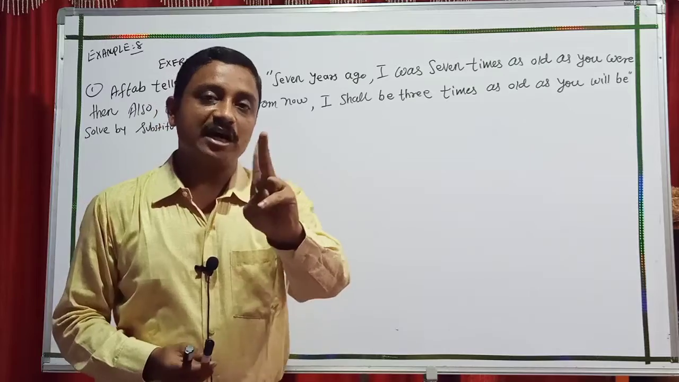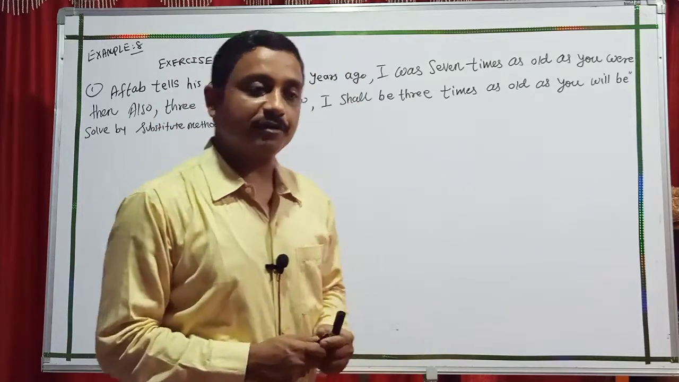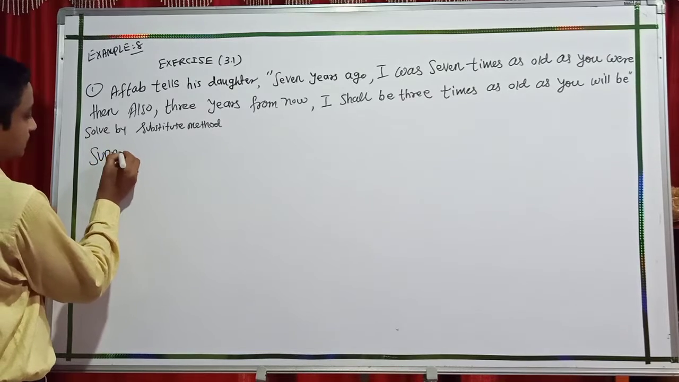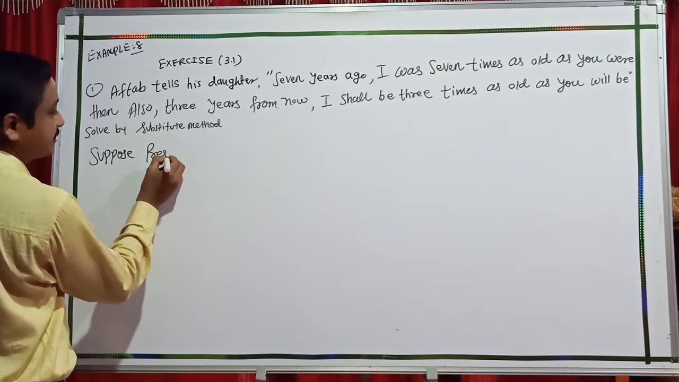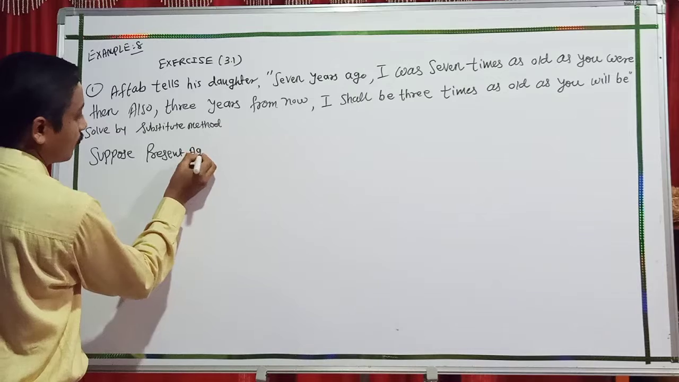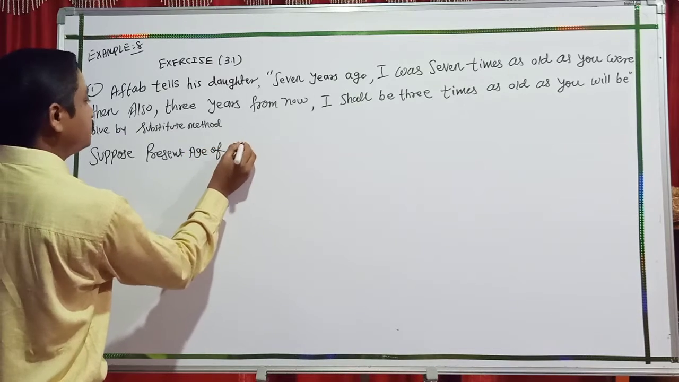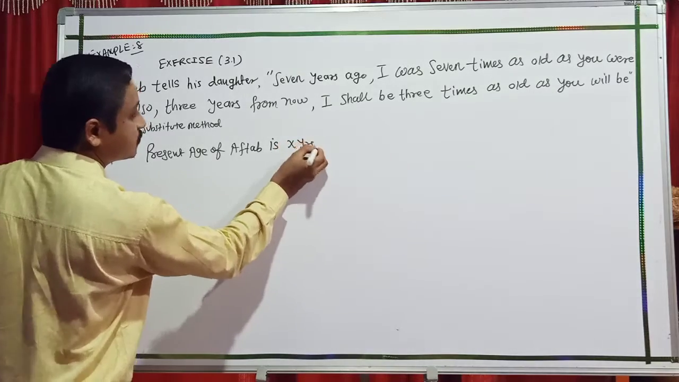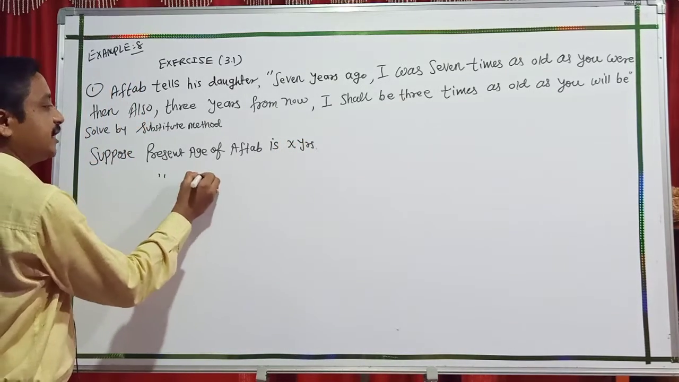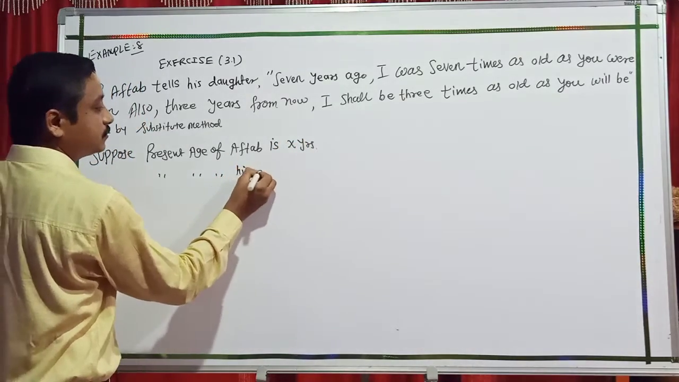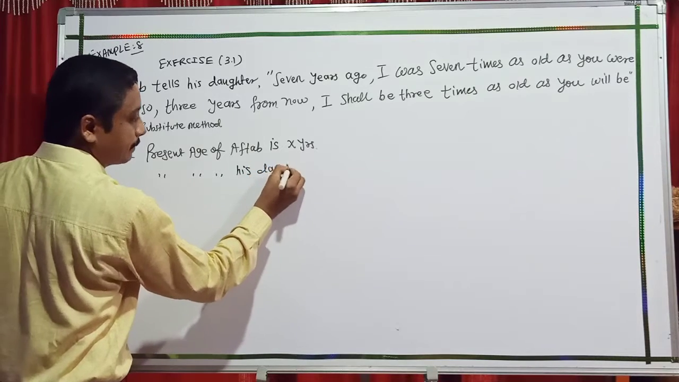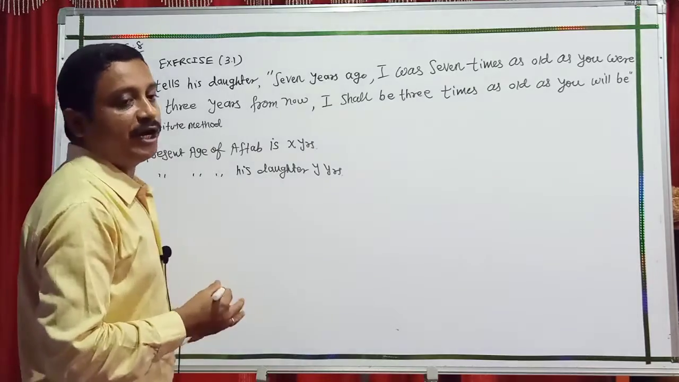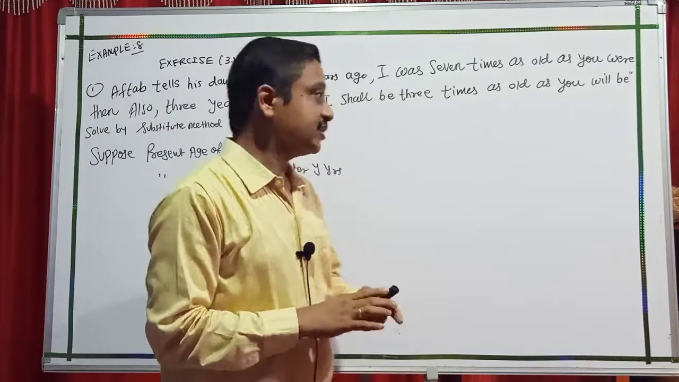So here there are 2 persons, Aftab and his daughter. So I start: suppose the present age of Aftab is x years, and the present age of his daughter is y years. Now read this question one more time.